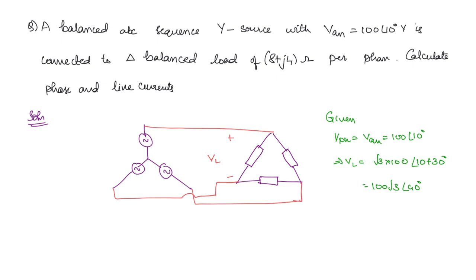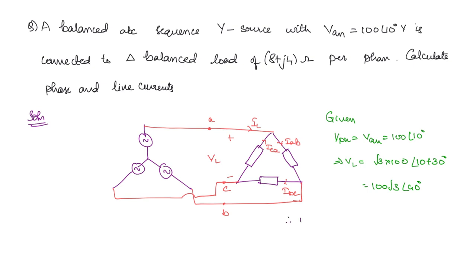Now, what do we want? Phase current as well as line current. That means this will be the line current and this will be the phase current. So we will mark the terminals also here. This is A, this is B and this is C. So where will the IAB current flow? IAB will flow like this, this is IBC and this is ICA.